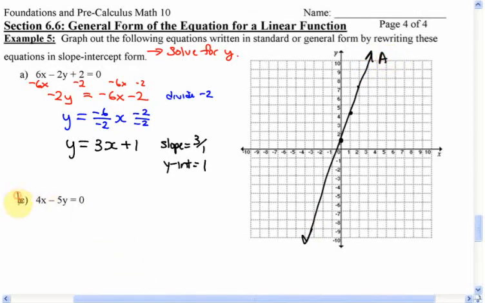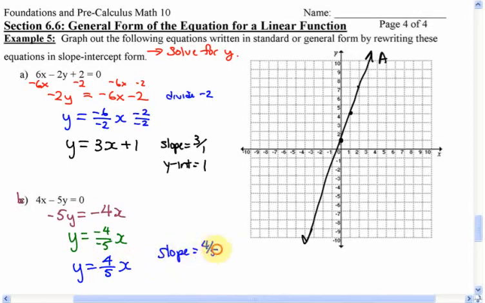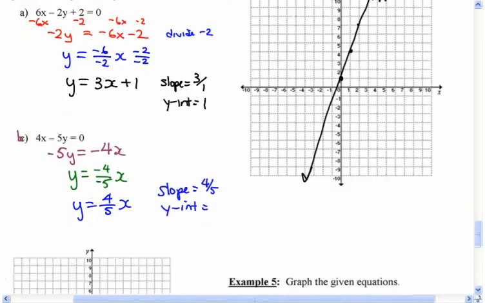We'll do B. So this one, just have to move the 4x to the other side. It becomes negative. We're dividing both sides by negative 5. And therefore this one we get y equals positive 4/5 x. Now we know the slope is 4/5, but what's the y-intercept? I don't see anything. If you said 0, you are correct, because that's nothing. 0. So start at the origin.